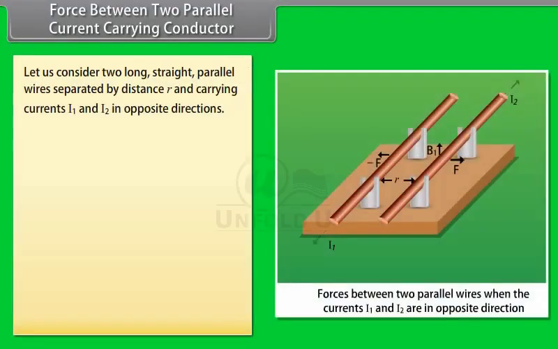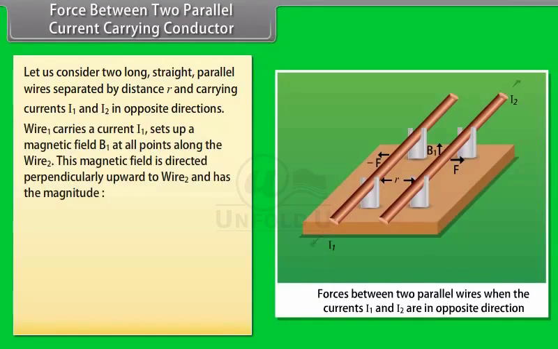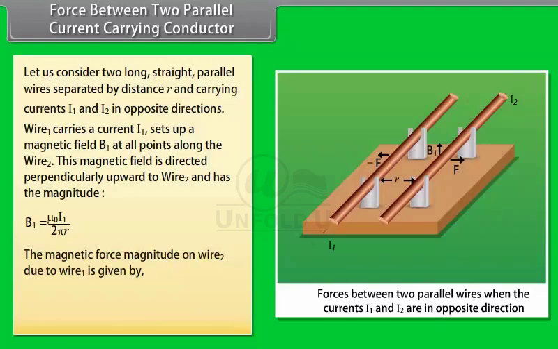Force between two parallel current-carrying conductors. Let us consider two long, straight, parallel wires separated by distance r and carrying currents I1 and I2 in opposite directions. Wire 1, which carries a current I1, sets up a magnetic field B1 at all points along wire 2. This magnetic field is directed perpendicularly upward to wire 2 and has the magnitude equal to mu naught I1 divided by 2 pi r. The magnetic force magnitude on wire 2 due to wire 1 is given by mu naught I1 I2 L divided by 2 pi r.